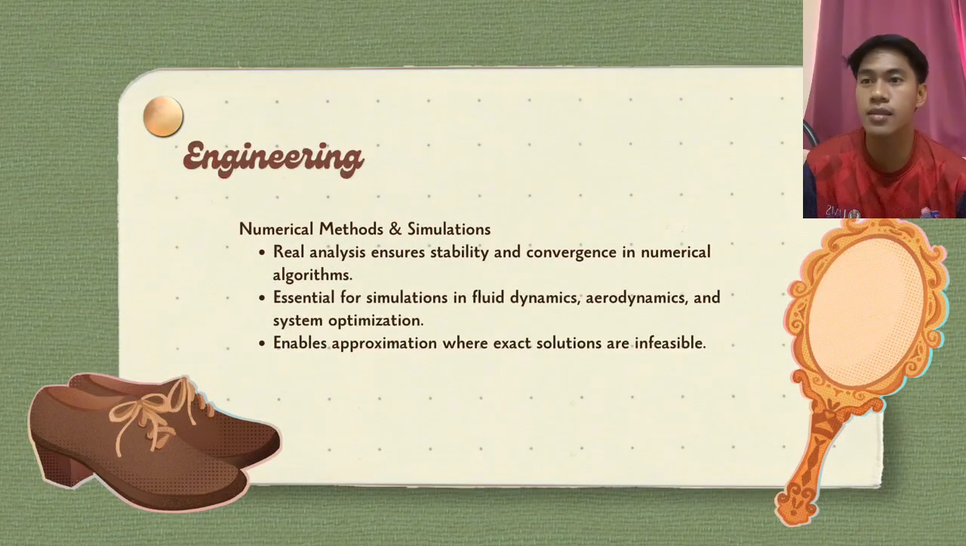Next, numerical methods and simulations. Real analysis is the backbone of numerical methods, which help us simulate and optimize systems when exact solutions are very complex. It ensures that our models are stable and give accurate results.